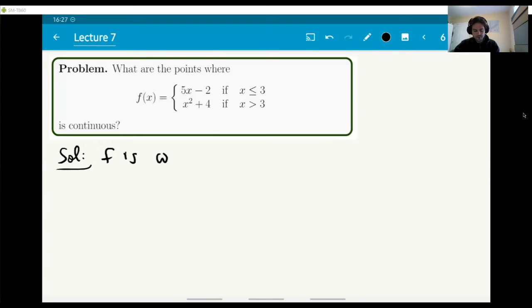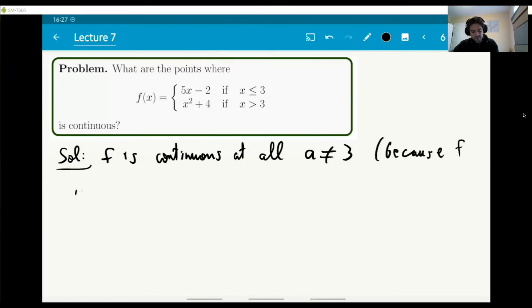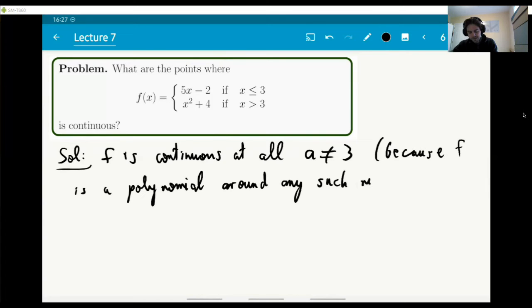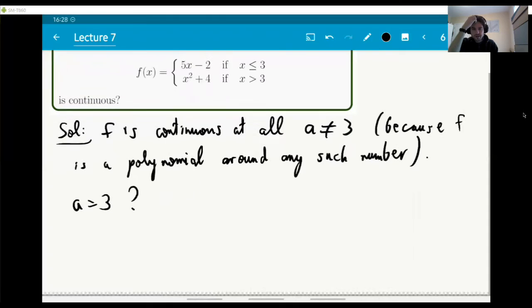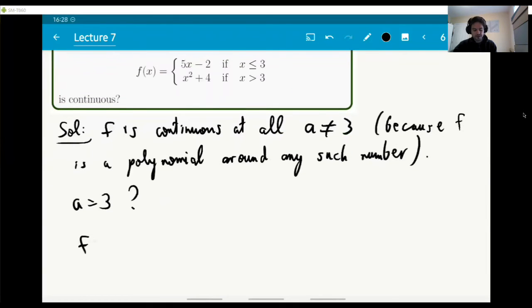F is continuous at all numbers, maybe different from 3, because at each one of those numbers, f is a polynomial around those numbers. Any such number. But we have to analyze what happens at a equals 3. So what about a equals 3? Remember the 3 conditions that need to happen. First of all, f of 3 needs to be well defined, and it actually is. According to the formula, if x is less than or equal to 3, in particular if x is 3, f is supposed to be 5x minus 2.